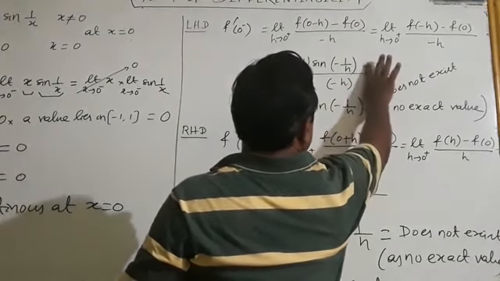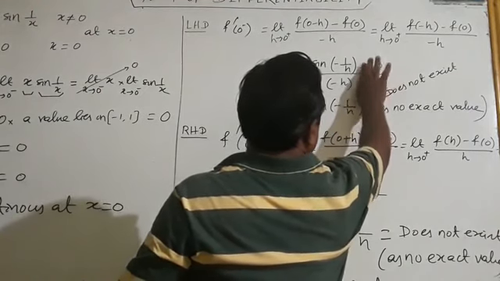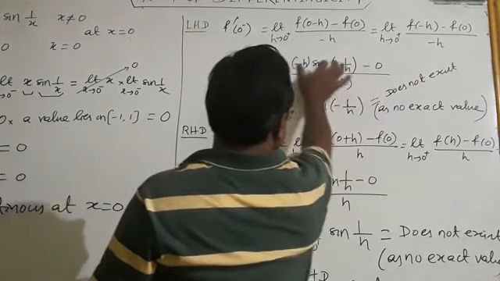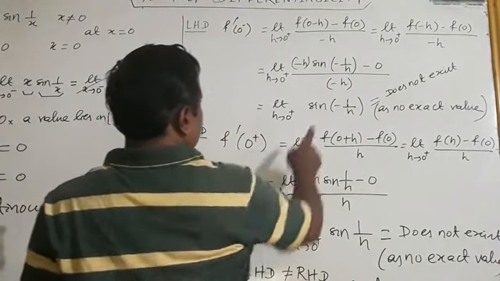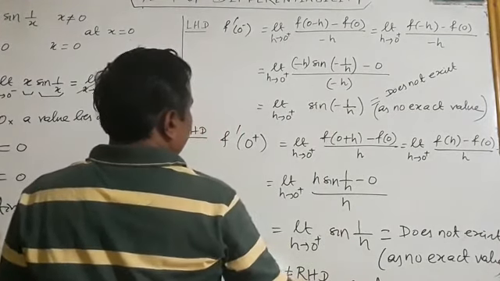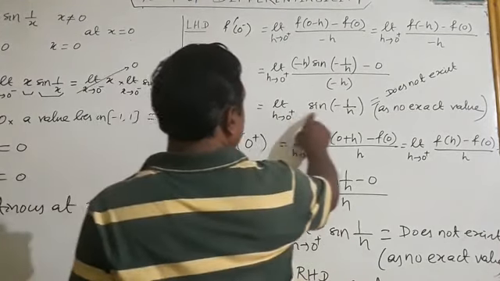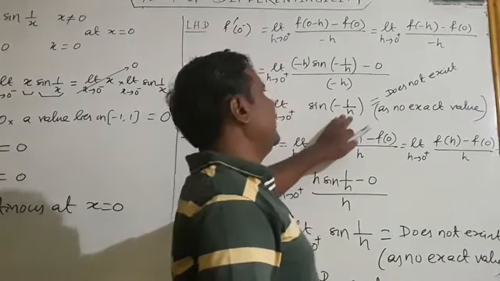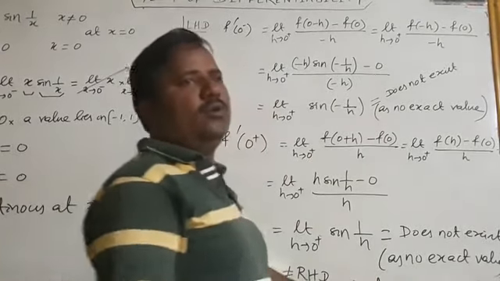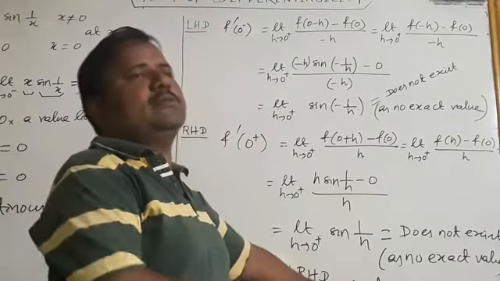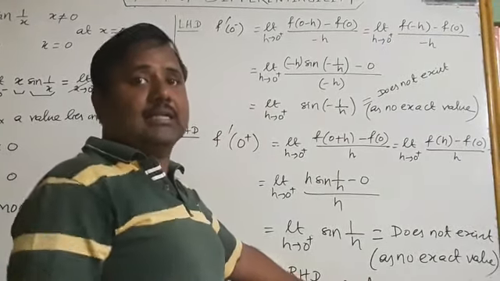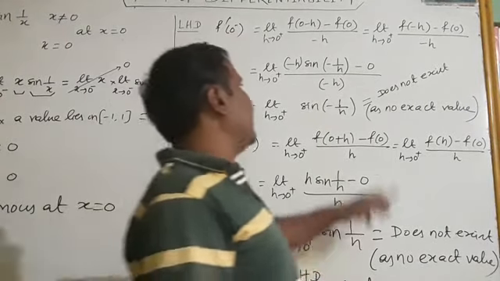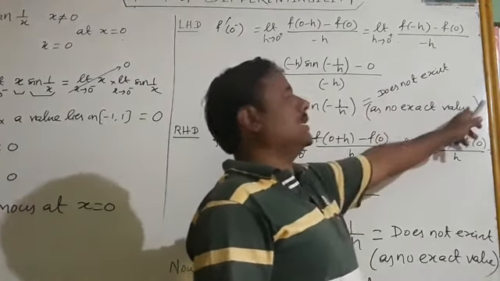f of 0 is 0, so no value is subtracted. You can cancel minus h with minus h. Now the result is sin of minus 1 by h. When h tends to 0 plus, it becomes minus infinity, and sin of infinity we do not know. It lies between minus 1 and 1, but exactly where we do not know. So we can write that it does not exist, as there is no exact value.